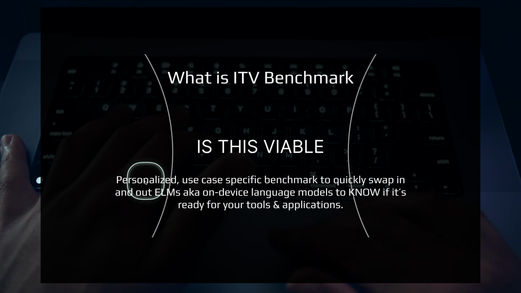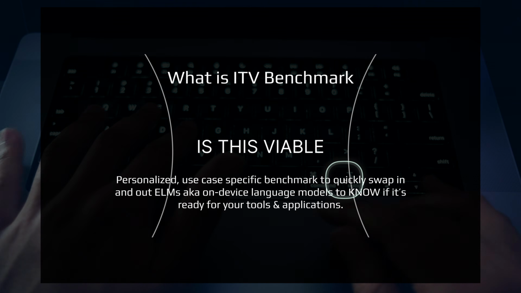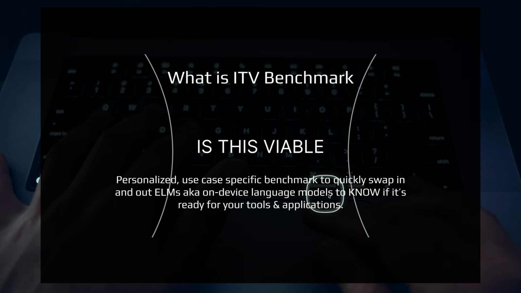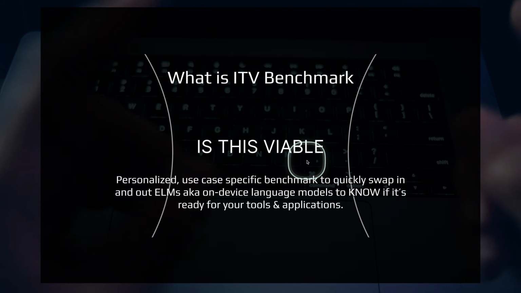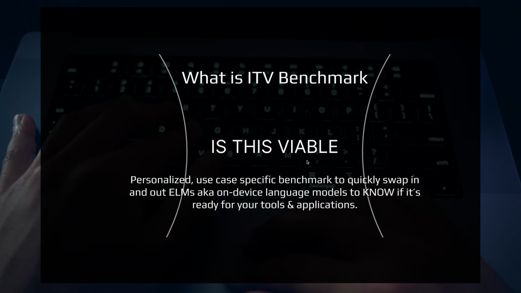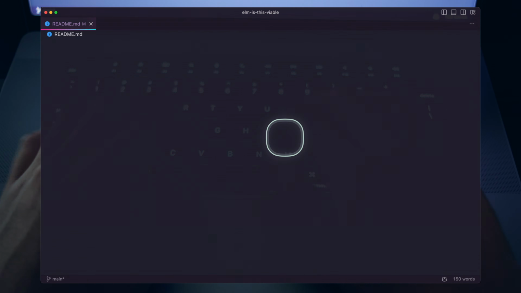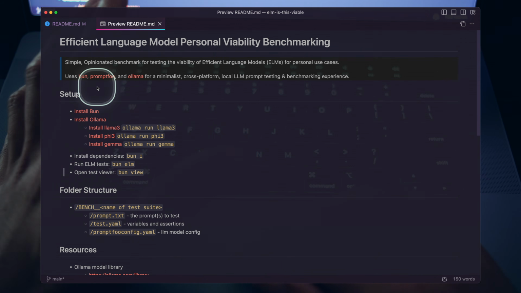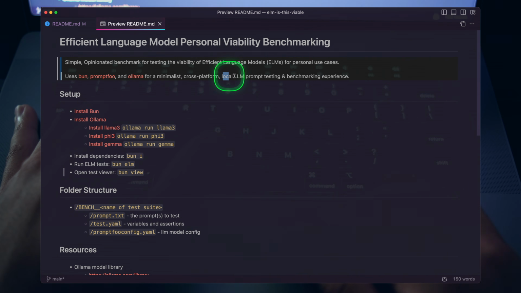This code repository we're about to dive into is a personalized, use case specific benchmark to quickly swap in and out ELMs, aka on-device language models, to know if they're ready for your tools and applications. So let's go ahead and take a quick look at this code base. Link for this is going to be in the description. Let's go ahead and crack open VS Code, and let's just start with the README. So let's preview this, and it's simple. This uses Bun, Promptfoo, and Ollama for a minimalist, cross-platform, local LLM prompt testing and benchmarking experience.